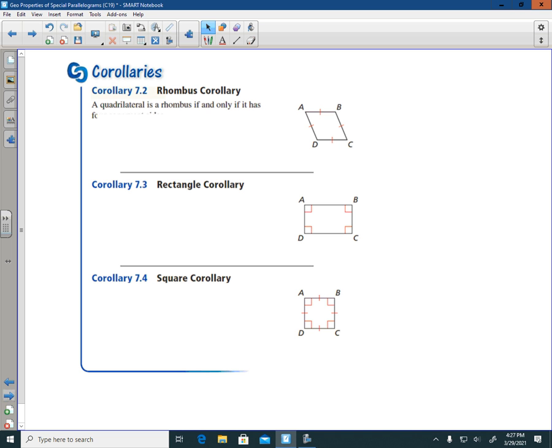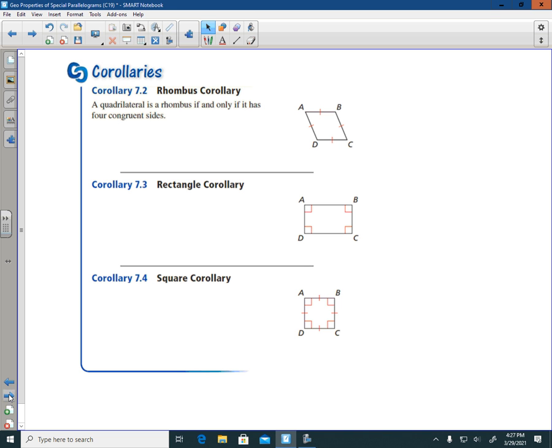The rhombus corollary looks like this. A quadrilateral is a rhombus if, and only if, it has four congruent sides. Now, for note-taking purposes, I would pause the video and write that down, just like you would a theorem or a postulate, because you're going to need to use it. I'm not writing it all out because I don't want this video to be 10 hours long. So pause and write that.